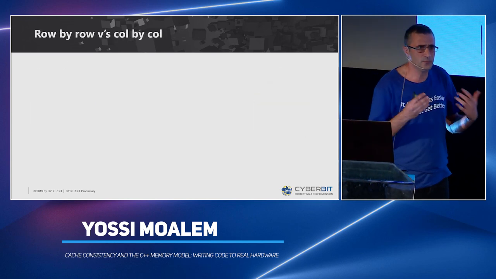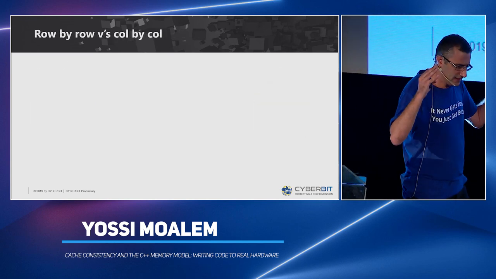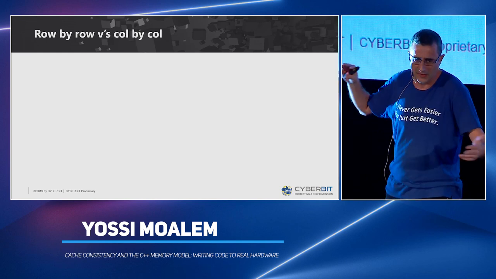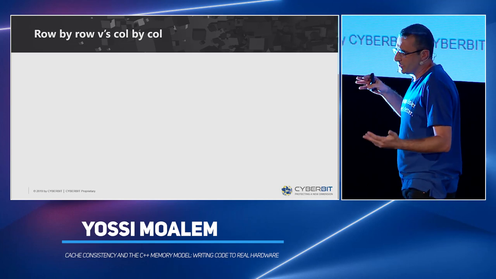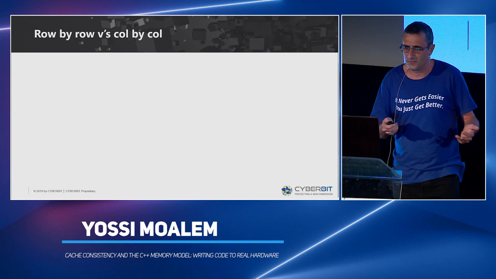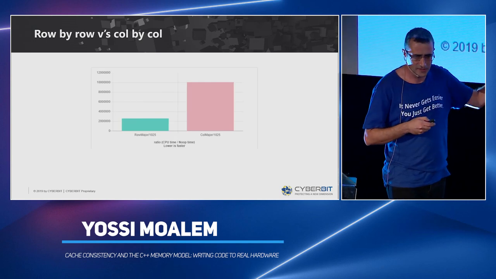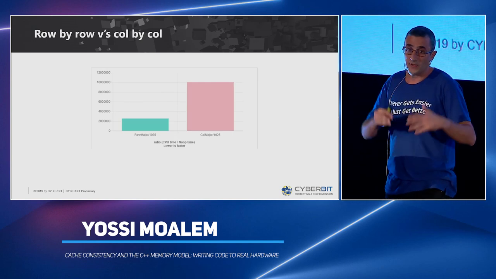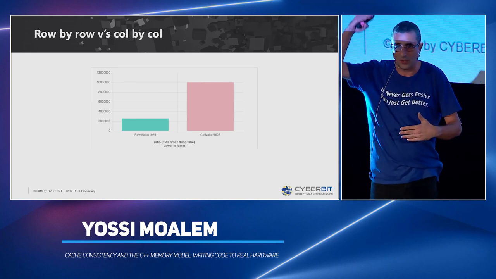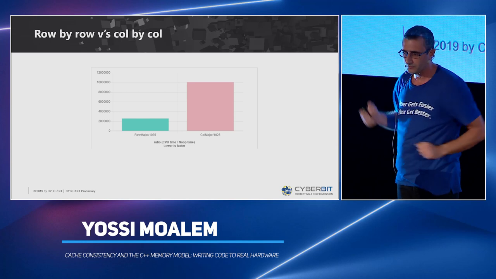So what does it tell us in real life? The talk is called Writing for Real Hardware. It's not theoretical. So if we want to scan a matrix, we can scan it row by row, column by column. I believe that everyone here will not be surprised to see this graph. Row by row, it's contiguous memory. It's much, much, much, much faster than column by column, where you always have to jump.